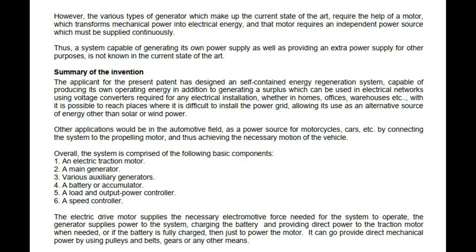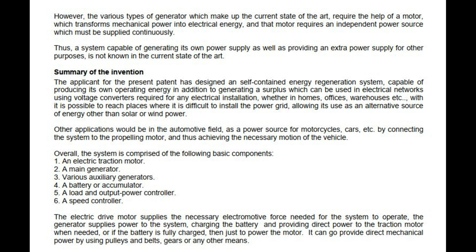Other applications would be in the automotive field, as a power source for motorcycles, cars, etc., by connecting the system to the propelling motor, and thus achieving the necessary motion of the vehicle. Overall, the system is comprised of the following basic components. 1. An electric traction motor. 2. A main generator. 3. Various auxiliary generators. 4. A battery or accumulator. 5. A load and output power controller.